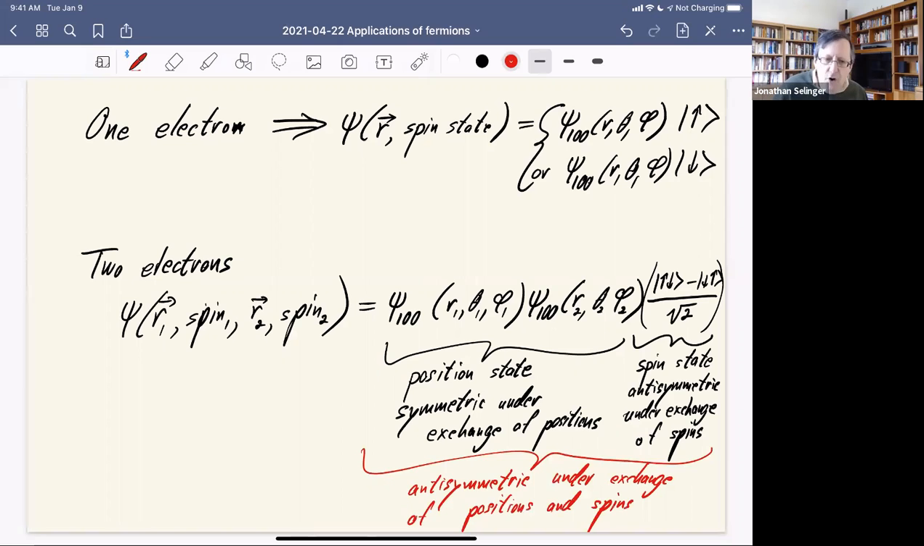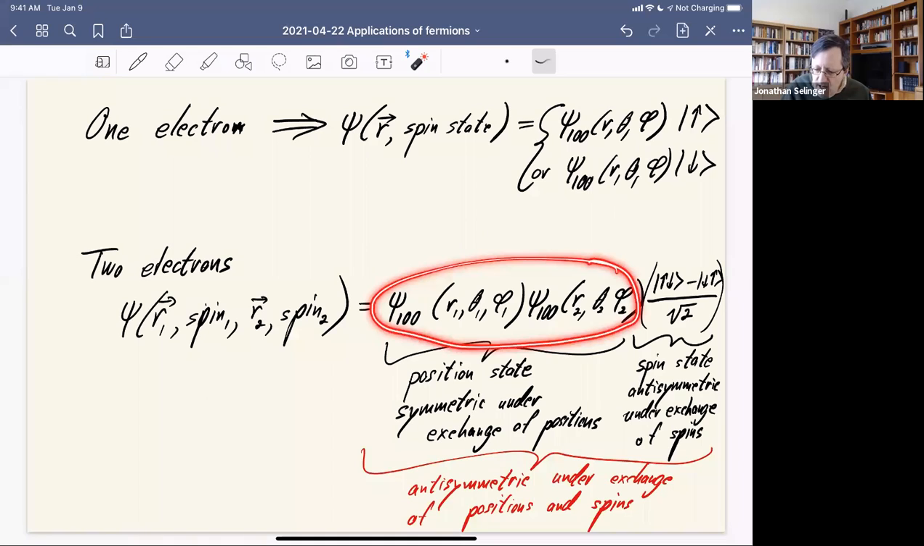So if you totally swap which you call electron number 1 and which you call electron number 2, you swap the positions and the spins, okay? Then you take the wave function and you multiply it by a factor of 1 times -1, which means -1, okay? So the whole wave function gets multiplied by a factor of -1 under that exchange. And that's good for fermions, right? That's what fermions require. So this is a good wave function for fermions.